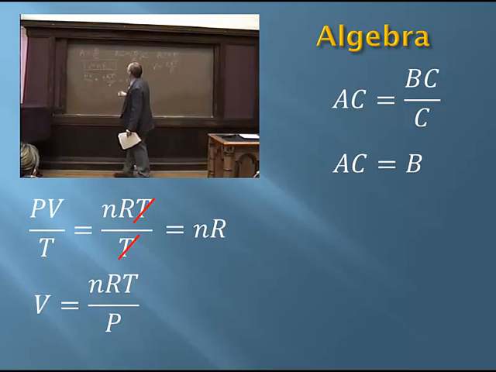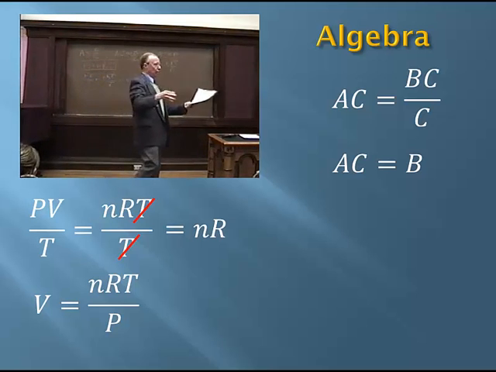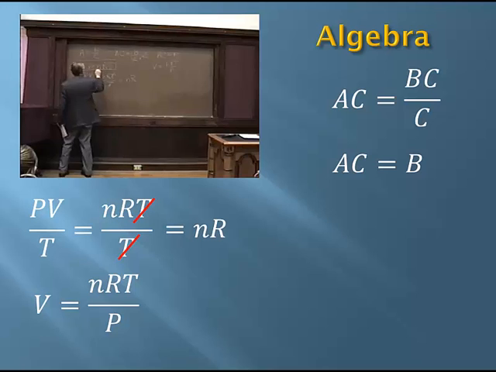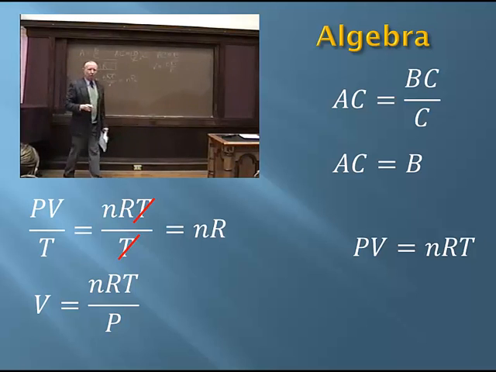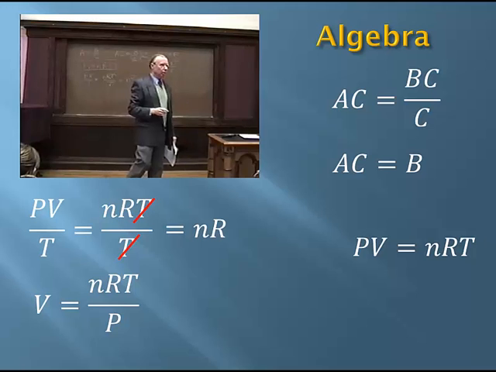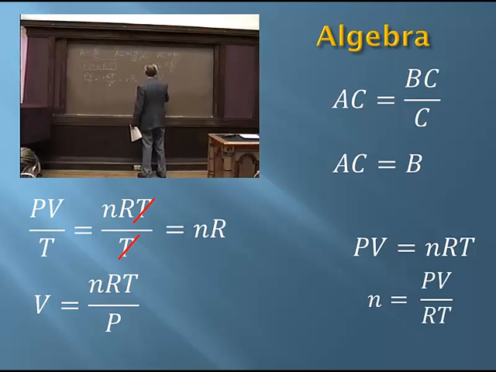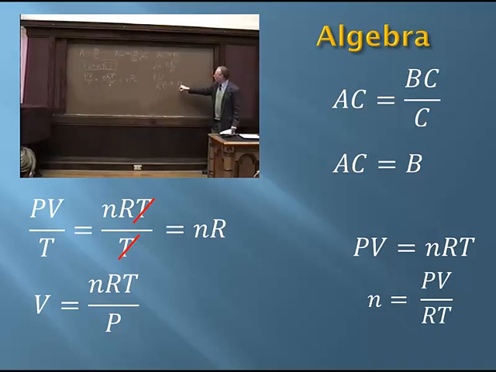Let's see. What if I wanted to solve this equation? That's a common math problem, right? Solve that equation for n. How would I do that? Well, that means I want n by itself on one side of the equation. Doesn't matter which. And I could do that by dividing both sides by what? Somebody tell me. RT. By RT. If I divide by RT on both sides, then I get PV over RT equals n. And the RT's cancel out on this side, leaving n all by itself. So we have n equals PV over RT.